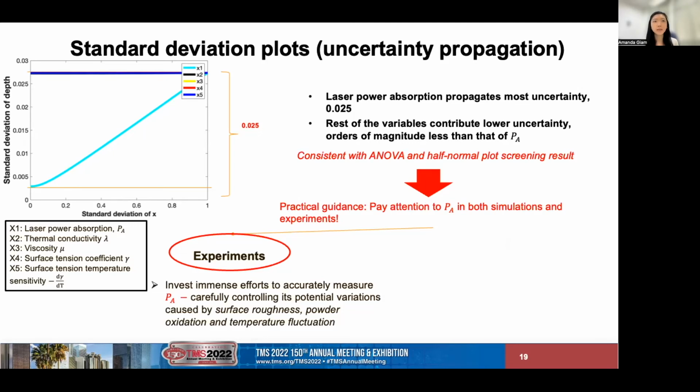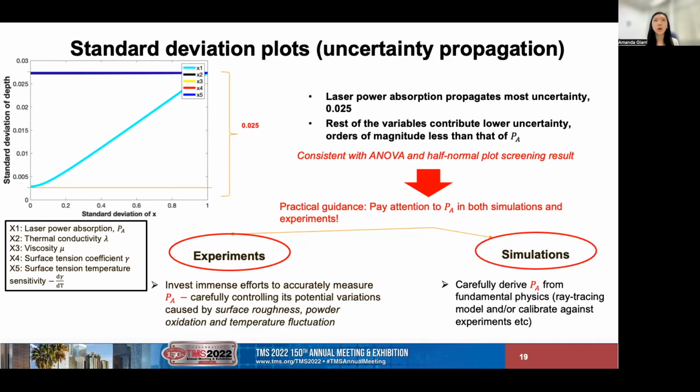So in experiments, we need to be very careful about accurately measuring this parameter, taking into account potential variations that can happen because of surface roughness, powder oxidation, and so on and so forth. And in simulations, we need to carefully derive the laser power absorption from fundamental physics, perhaps using a ray tracing model or calibrating against experiments, because our goal is to ensure the highest possible precision for the laser power absorption.